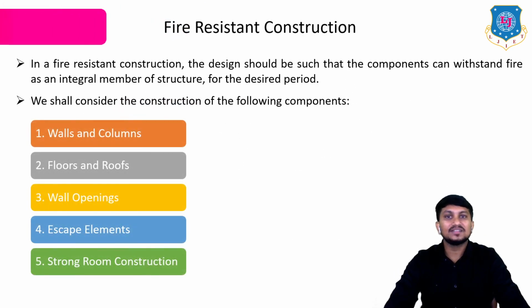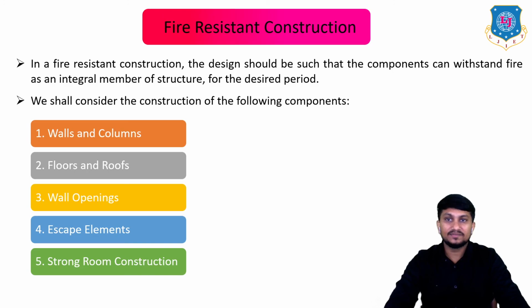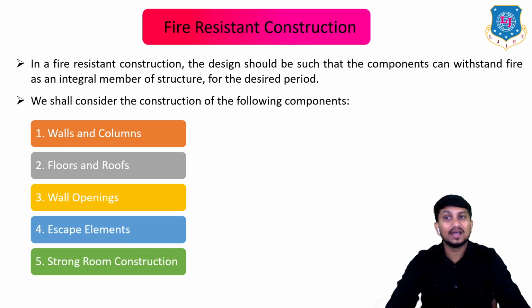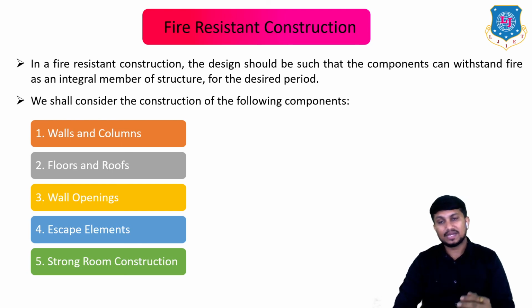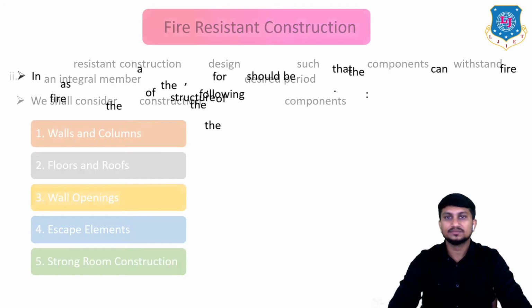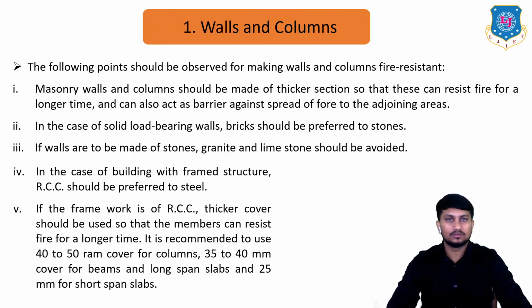Now, let's see the fire resistant construction. In fire resistant construction, the design should be such that the components can withstand fire as an integral member of the structure for the desired period of the building. We shall consider the construction of the following components. First, walls and columns. Second, floors and roofs. Third, wall openings. Fourth, escape elements. And fifth, strong room construction. Okay, let's see all these fire resistant constructions one by one, starting with walls and columns.